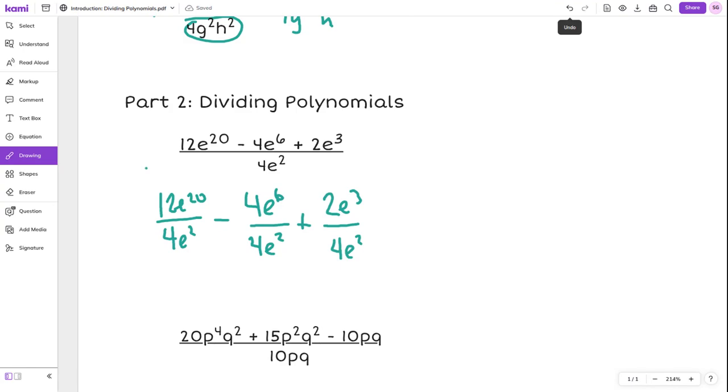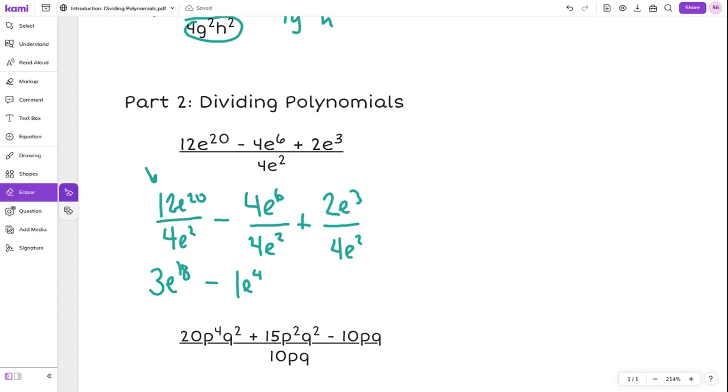So for this first problem here, I need to divide 12 by 4. That is 3. And then when I see those variables, I'm subtracting exponents. So I have e, and then 20 minus 2 gives me 18. For my next one, I have 4 divided by 4. That's going to be the number 1. And then when I subtract the exponents on my e's, that gives me e to the 4th power. Now we have learned that 1 in front of a variable is not necessary, so I'm going to erase it and just write e to the 4th power.